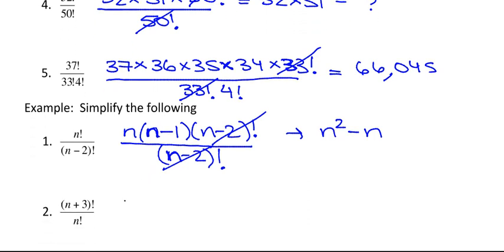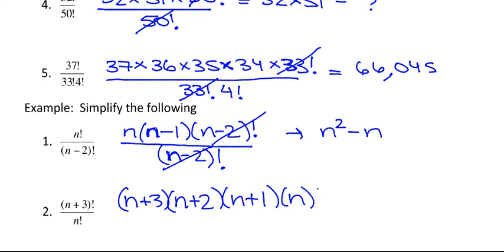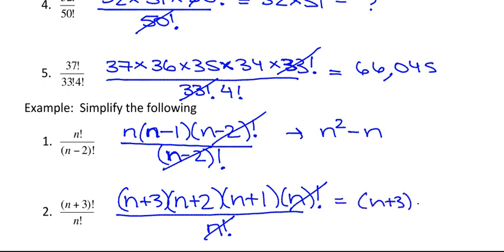n plus 3 factorial over n factorial. So what comes next? If I subtract 1, I have n plus 2, n plus 1, and then n. I will stop here and leave it as n factorial, so it cancels with the denominator of n factorial. And you could just leave it like that: n plus 3, n plus 2, n plus 1.